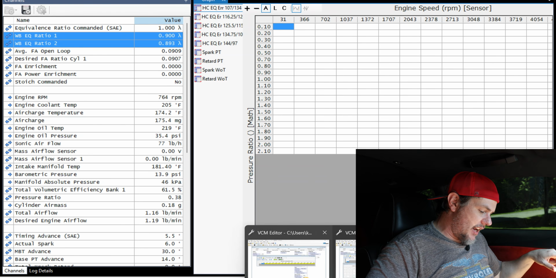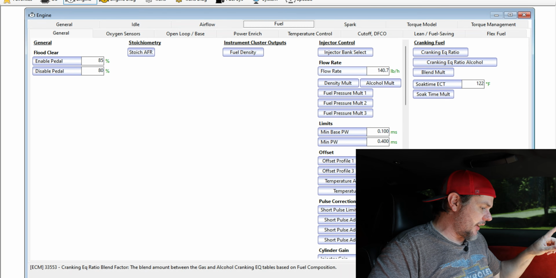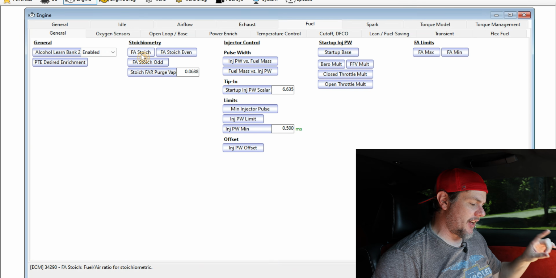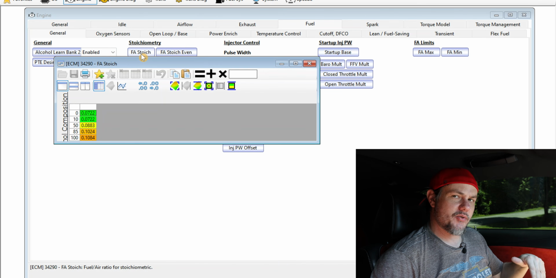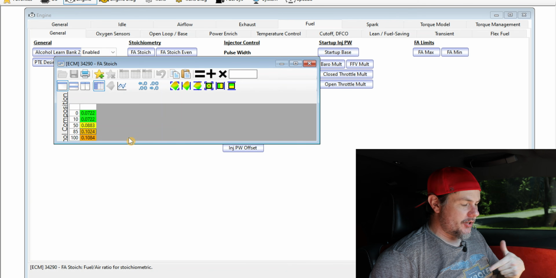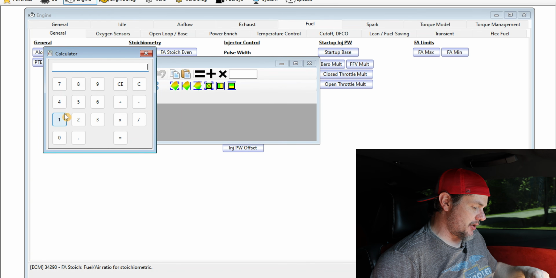Now, if we go in and take a look at my flex fuel tune. So now we're taking a look at the flex fuel tune. We're going to open up the FAR stoich and we're going to actually have values in here. And so at 85%, 1024, let's open up our calculator again and you'll be surprised.